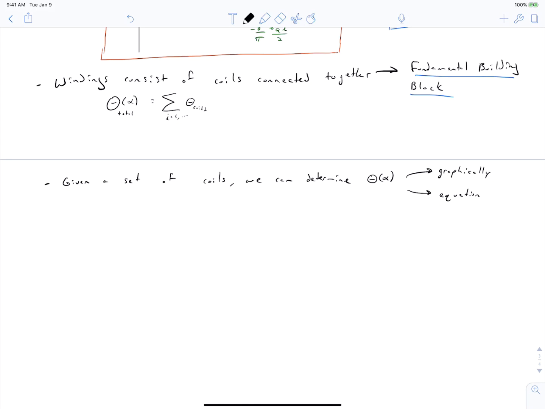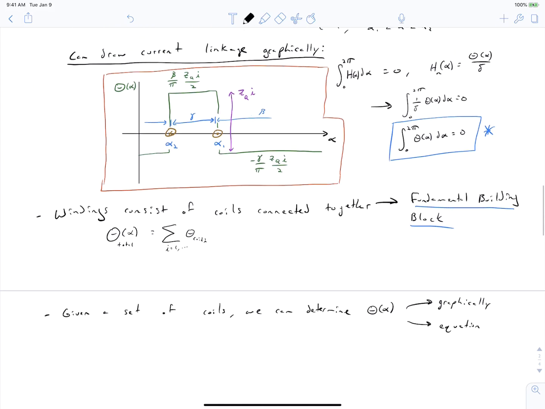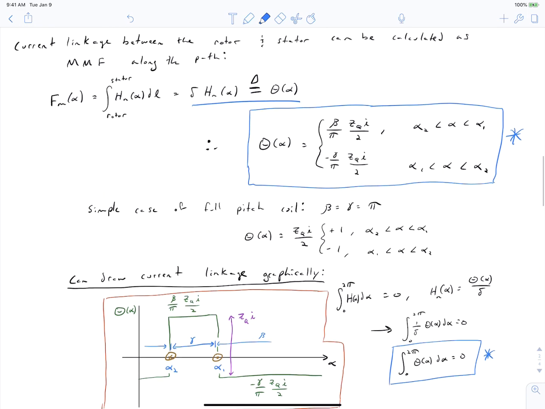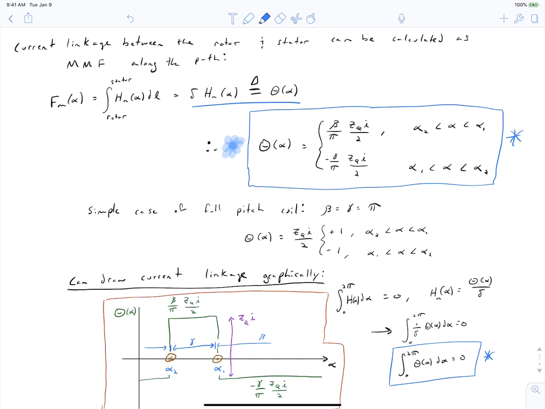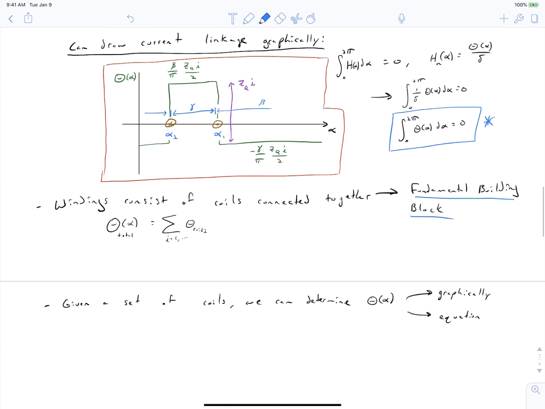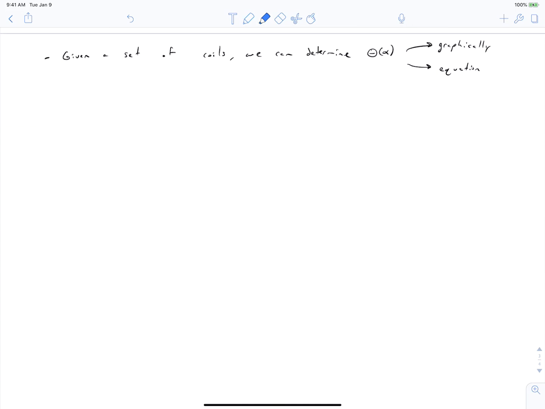And so given a set of coils, we can determine our current linkage either graphically by superimposing these diagrams, or we can determine it using an equation, superimposing these equations, summing up all of the current linkages of each coil. And at the end of this video, I'm going to show you a set of rules for determining the current linkage graphically without having to go back to the equations.